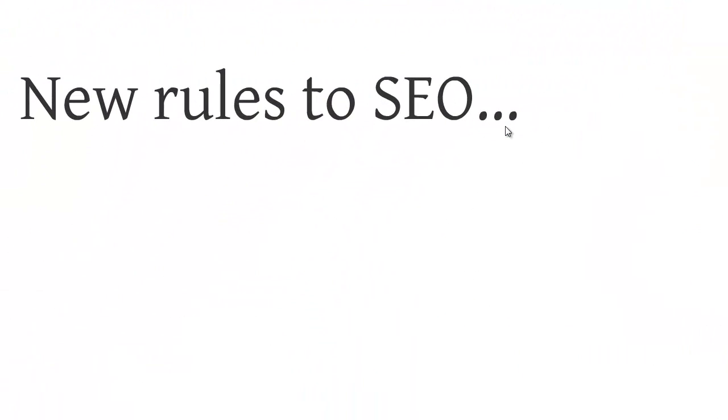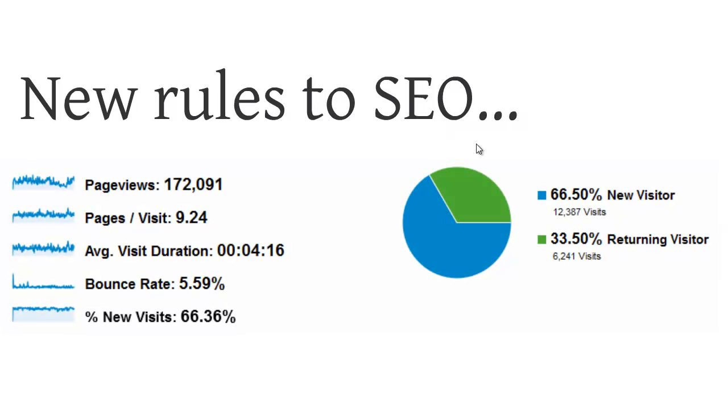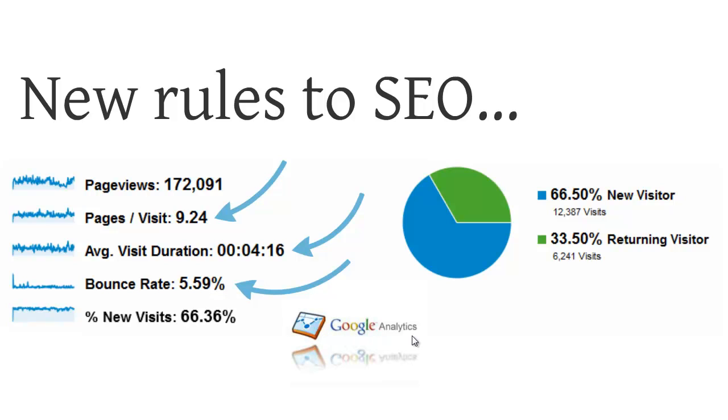And these are the new rules to SEO, search engine optimization. So Google has changed its algorithm and it's more weighted on these stats. So they are tracking when a person comes to your website, how many pages are they looking at? It also tracks how long they are staying on your website. It's also tracking how many of them are clicking the X button right away. How they track this is through a tool called Google Analytics.